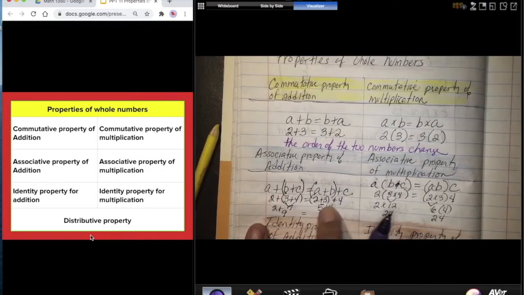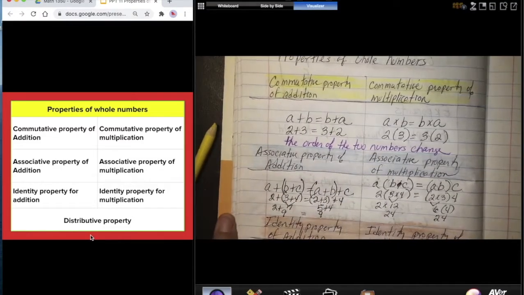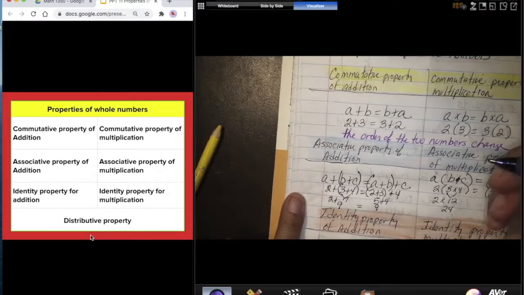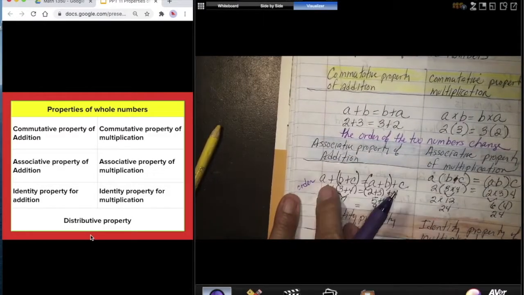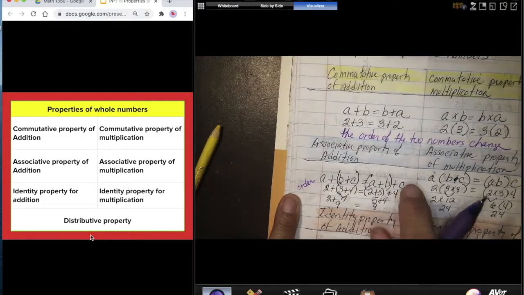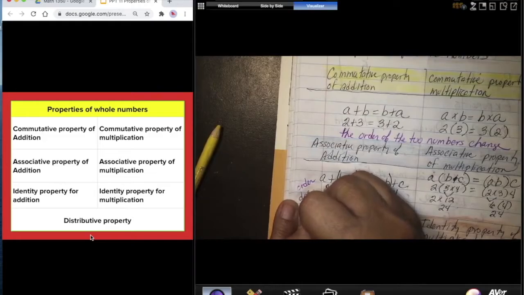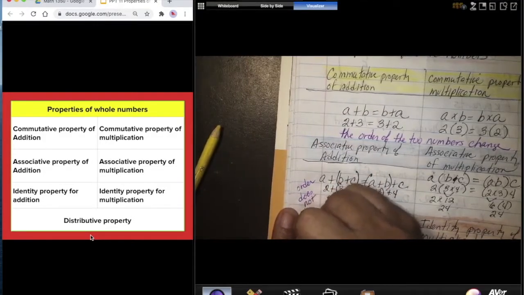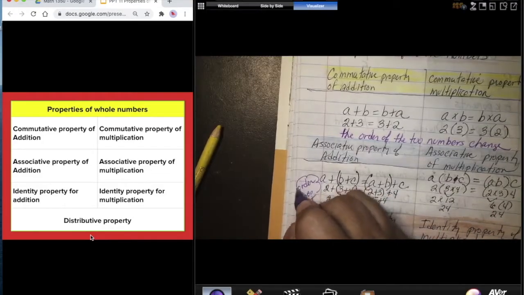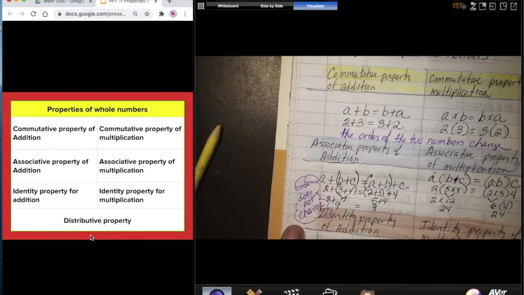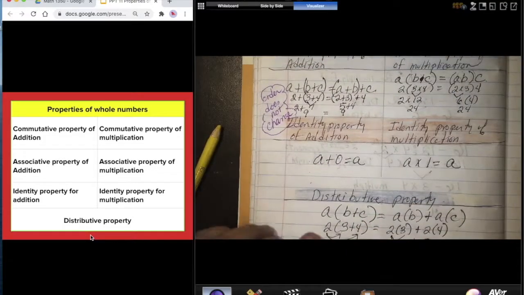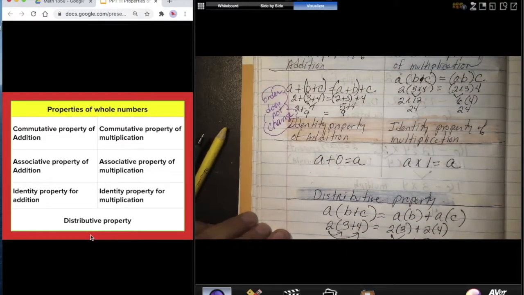So maybe we want to make a note here next to the associative. Now I wrote real big, so I don't have any space, but I can put it here in the margin. The order of the three numbers, ABC, ABC, does not change. Okay. And then we had the identity property and the distributive property.